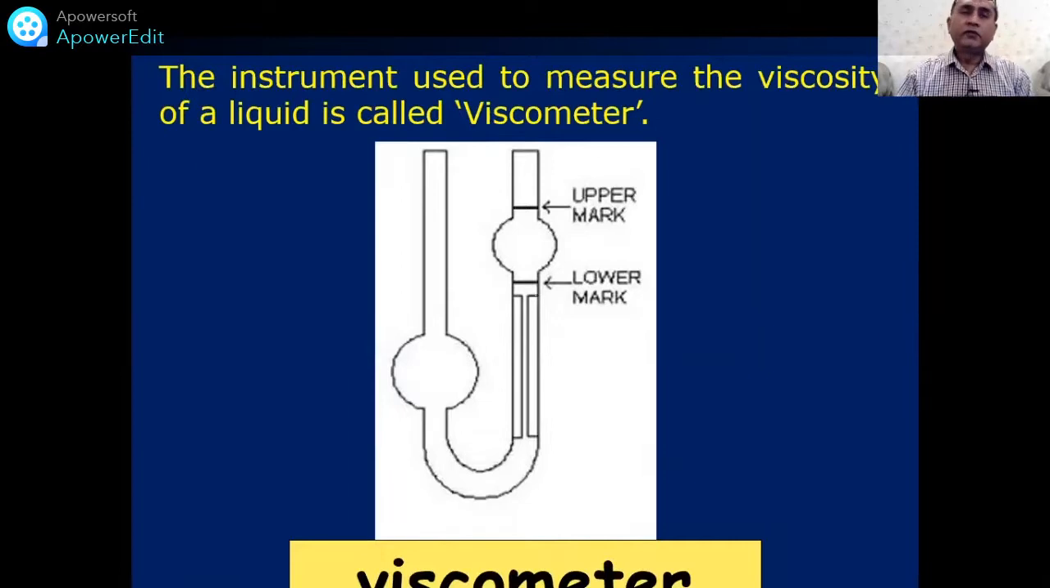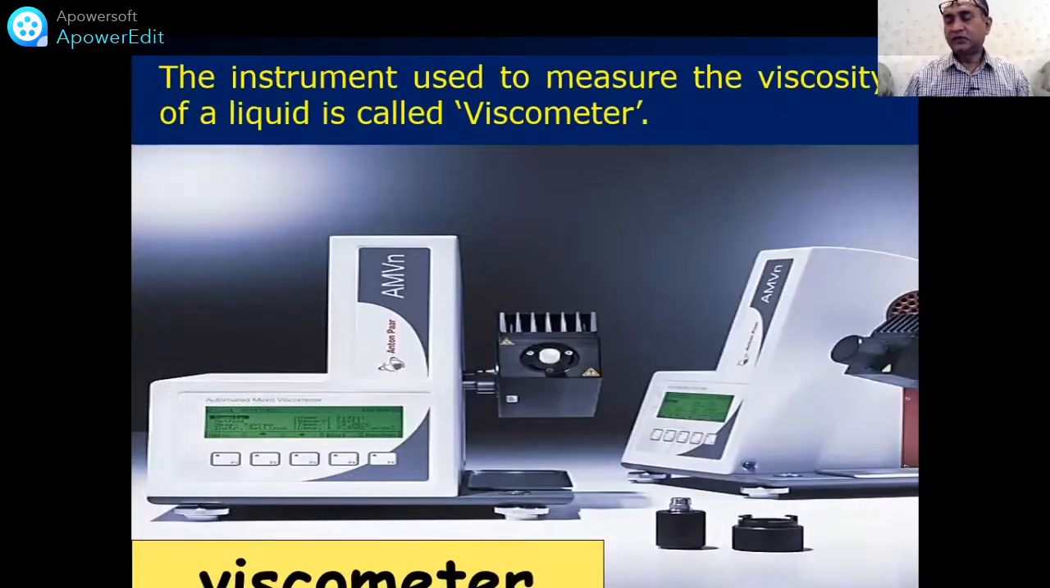Now, if we want to know the viscosity of a liquid practically, then we use a manual instrument called a viscometer. That is why you are seeing on the screen that the instrument used to measure the viscosity of a liquid is called a viscometer. Okay. This is the latest viscometer, digital.